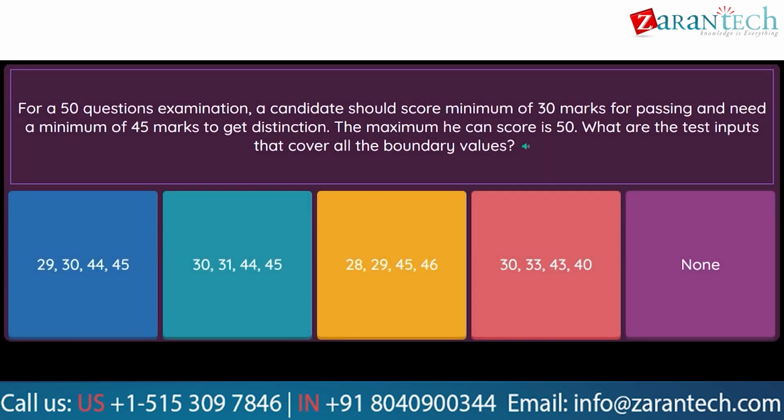Question: for a 50 questions examination, a candidate should score a minimum of 30 marks for passing and needs a minimum of 45 marks to get distinction. The maximum he can score is 50. What are the test inputs that cover all the boundary values?